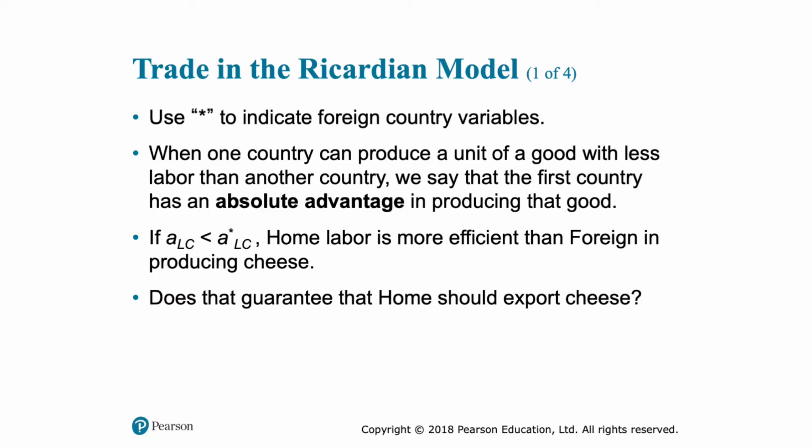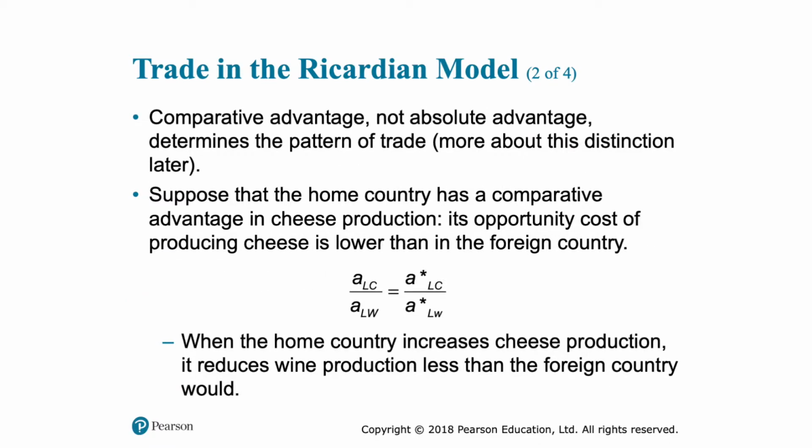Does that guarantee home should export cheese? No, right? I said absolute advantage doesn't explain trade between countries. The important thing is comparative advantage. I already explained: comparative advantage, not absolute advantage, determines patterns of trade. Suppose that the home country has a comparative advantage in Q1 production. What is this? That is MRT, AL1 over AL2 in home, right?